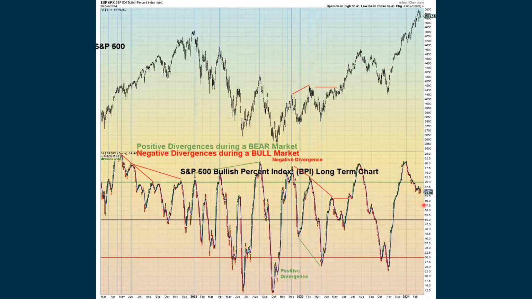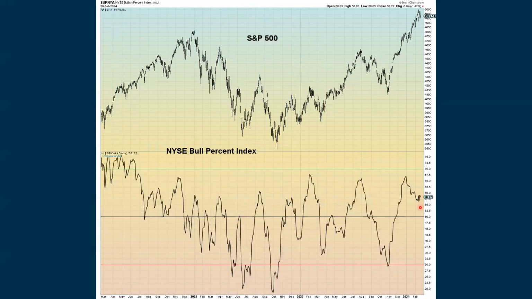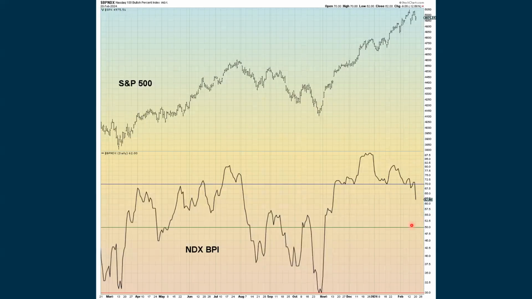We did decline with the bullish percent index with the S&P, and we're below 70. So once we drop below, that's an official sell signal. As we continue to go down, that is more of a confirmation of that. But we're still positive with the NYSE bullish percent index. We're chopping around here, but we're still above 50. And we dropped off, and we're no longer extreme positive with the NASDAQ 100 bullish percent index. So that's another sell signal.